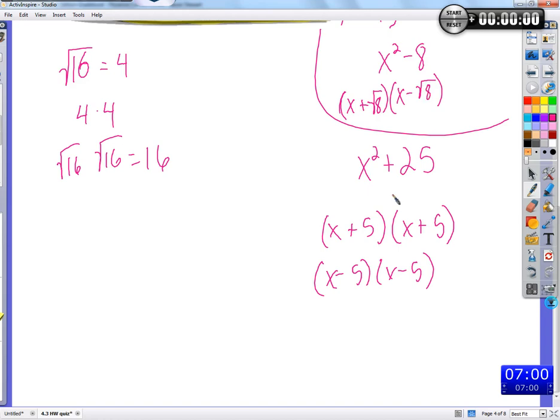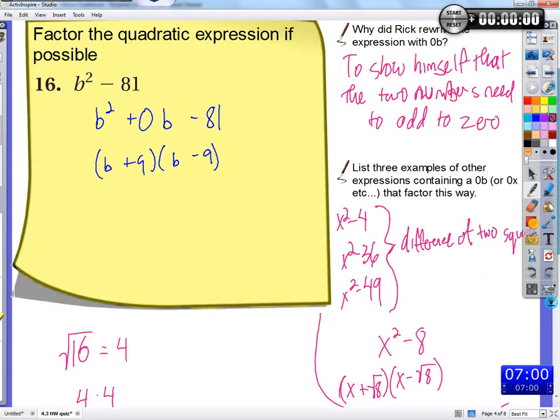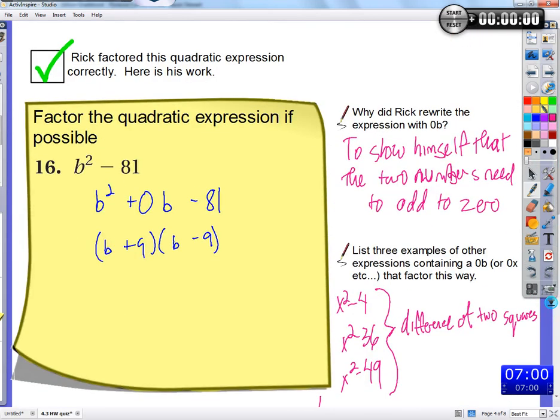Are we going to use that this year? This? Yeah. We're going to look at it, depending on who your teacher is. I will show that to you.